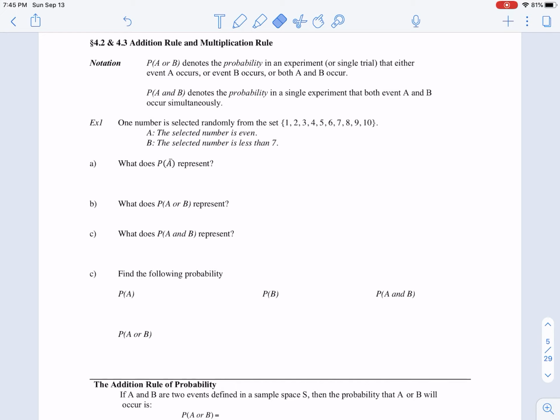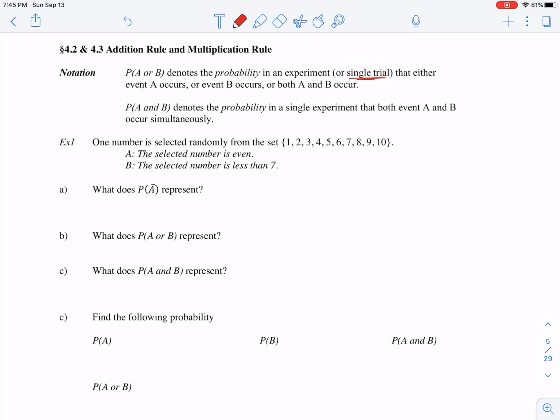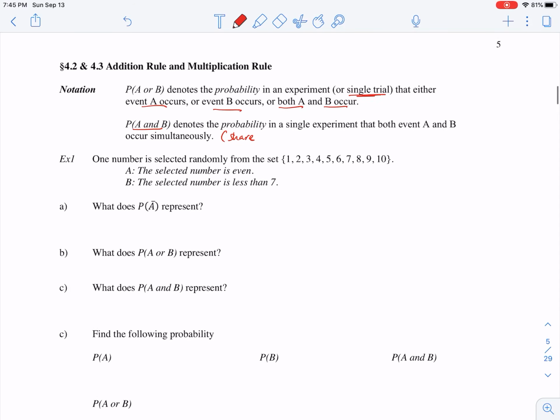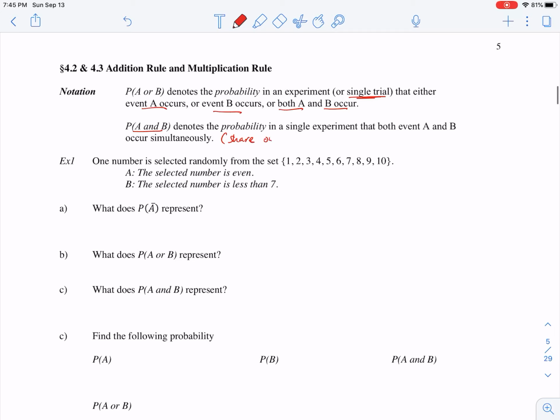The first notation we have is P of A or B. This denotes the probability in an experiment or a single trial that either A occurs or B occurs or both events A and B occur. Then we have P of A and B. This denotes the probability in a single experiment that both events A and B occur simultaneously, meaning they share outcomes, common outcomes.